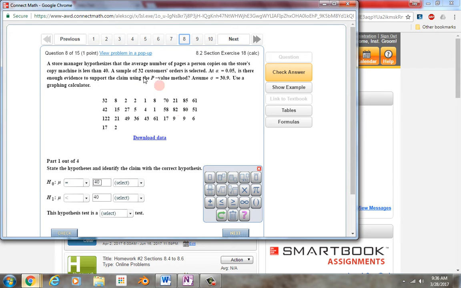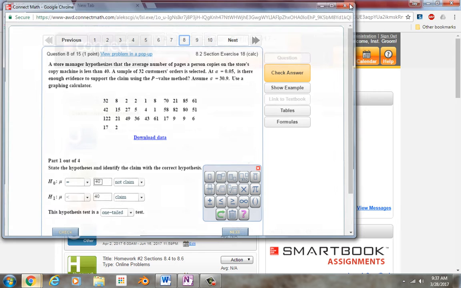Now, what did this person claim? He claimed it was less than. So what they want you to do here is put this as the claim and this as not the claim. That's very annoying to me. And this is a one-tailed test. That's very annoying, but that's how they want you to do it. So just be aware of that when you go do your answers.